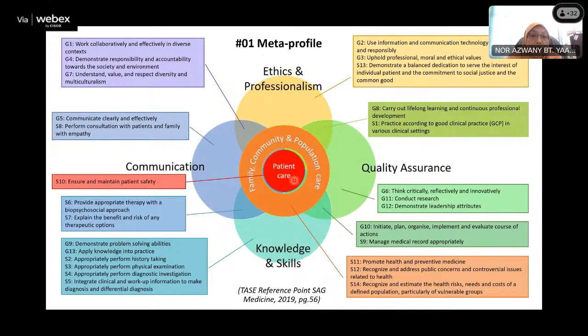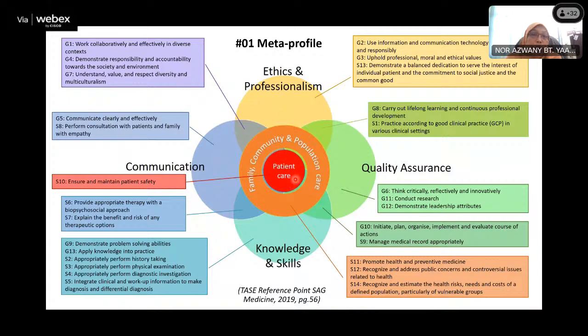graduates, the core competency is patient care, and we define that with the family, community, and population care. But to have this, they need to integrate the knowledge and skill, the quality assurance, the communication, as well as ethics and professionalism. So this is our first TASE meta profile.